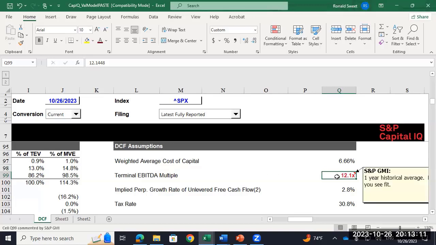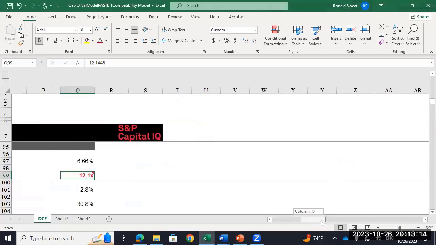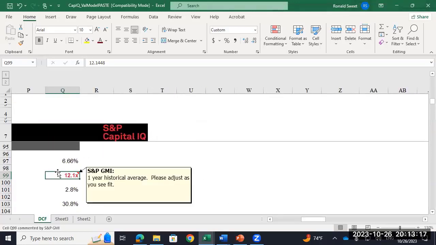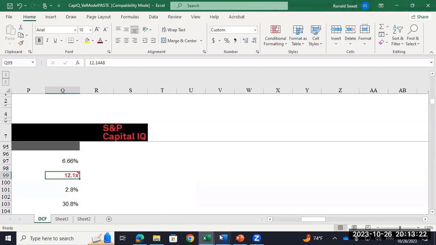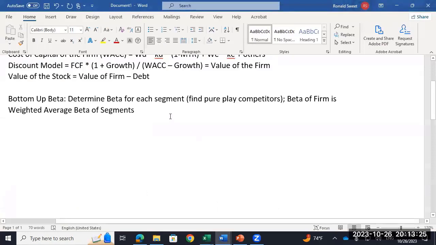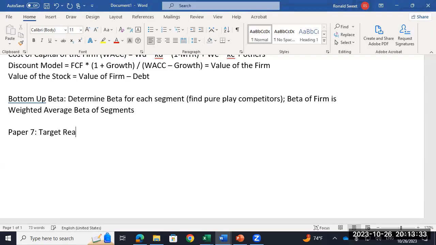So I don't know if they give me any explanation here. 1 year, let's see. 1 year historical average. Please adjust as you see fit, all right? So in paper 7, we're gonna get what we call a target relative. Unfortunately, we're gonna do a target PE relative, and this is a target EBITDA relative. So we're gonna have to make some adjustment. We'll have to talk about how to do that math.